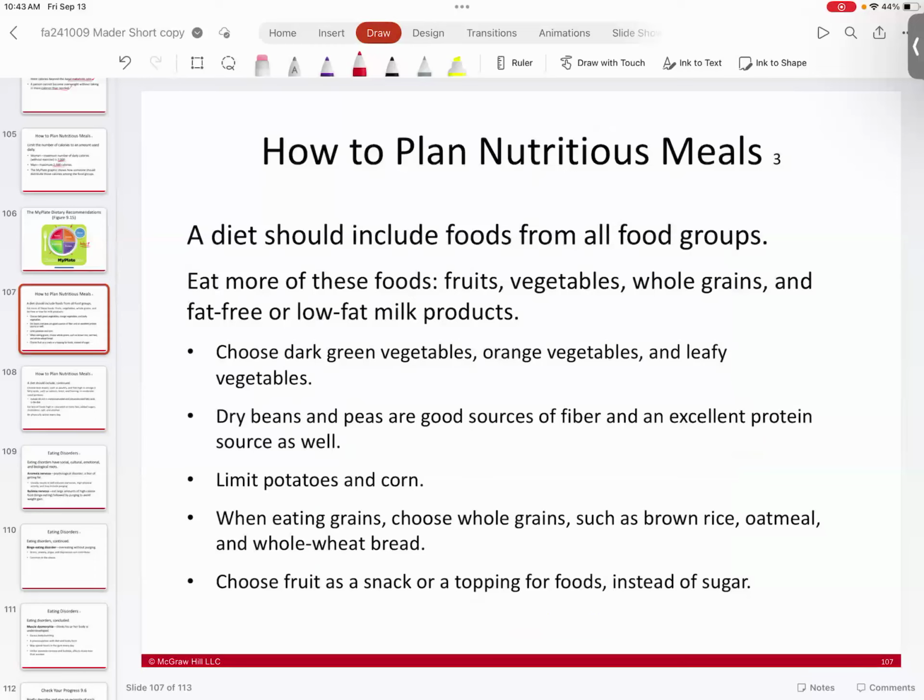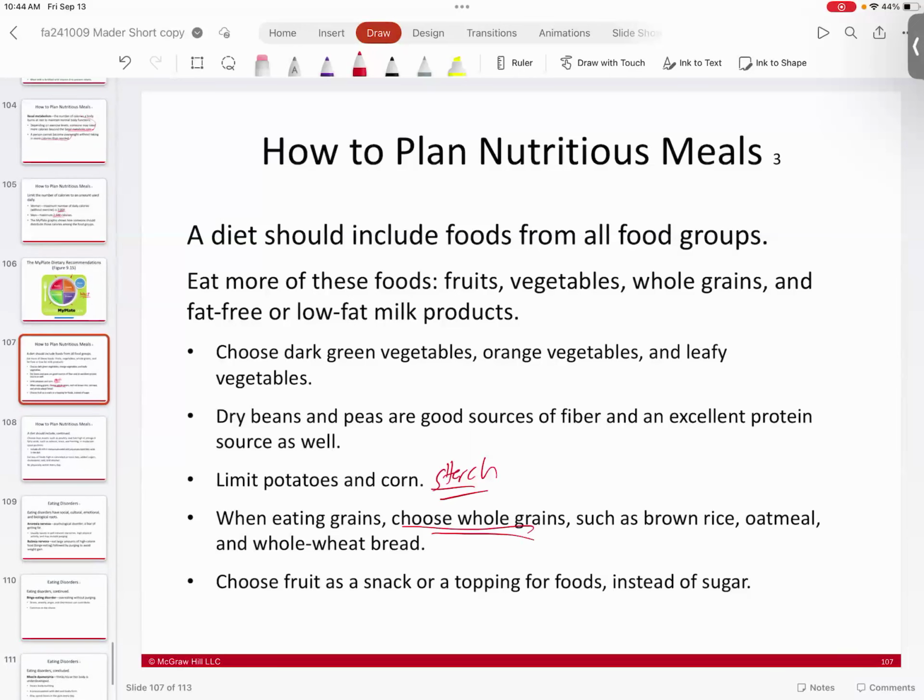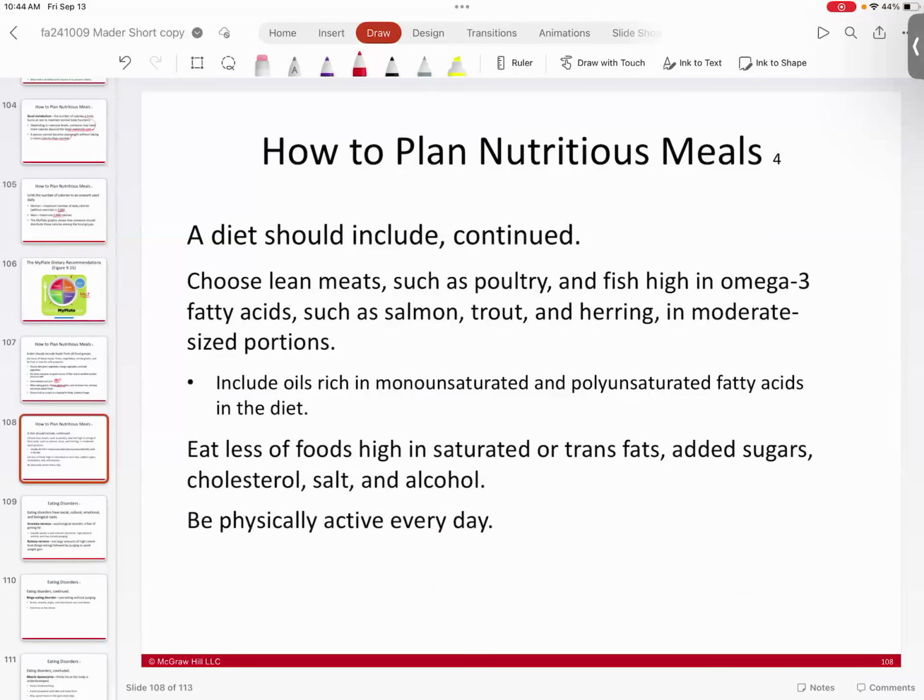So a good diet, you want to have food from all different groups because they supply different things, right? So your meat, vegetables, grains, and things like that. Dark green leafies are good. Orange vegetables are good because they have a lot of carotenoids in them, which are antioxidants. Beans are good for protein. Potatoes and corn, limit those. Those are starchy, right? You want to go whole grains rather than processed grains, and use fruits and toppings and sugar sparingly.